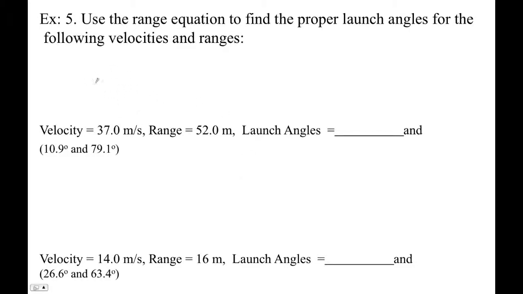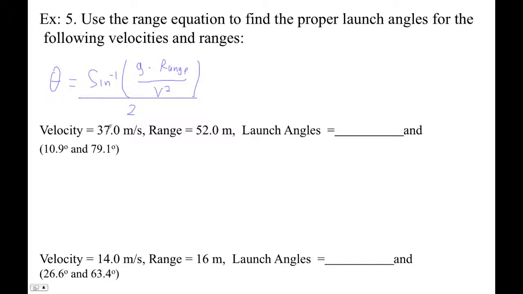All right, so on this one you want to use the formula for the angle, right? So theta is the inverse sine of g times the range over v squared. Now, if g times the range is bigger than v squared, you'll be taking the inverse sine of something bigger than 1, and your calculator will say domain error. And what that means is that the v is insufficient to reach that range.